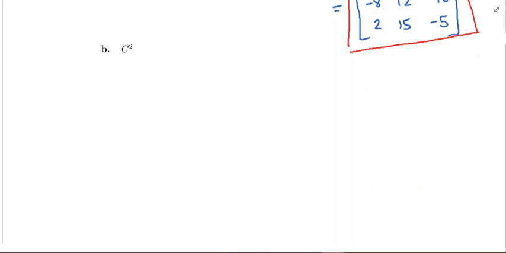In example 8b, we are going to do the operation c squared. Remember, if you square something, that just means you're going to multiply it by itself. So this is really c times c.